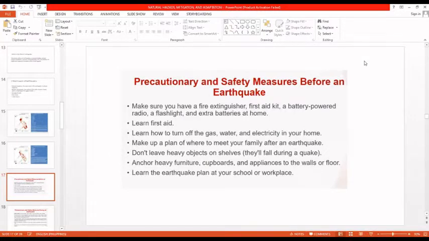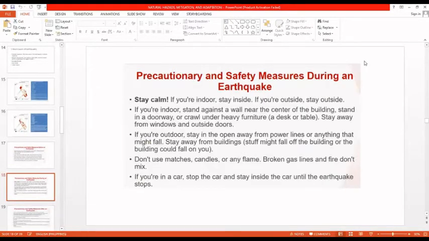Then, learn the earthquake plan at your schools or workplace. Basically, every year, merong ginagawang earthquake drill. Hindi lang sa school yan, kahit sa workplace class may ganyan. So, next is what we will do kapag may lindol na talaga, nangyari na yung lindol.